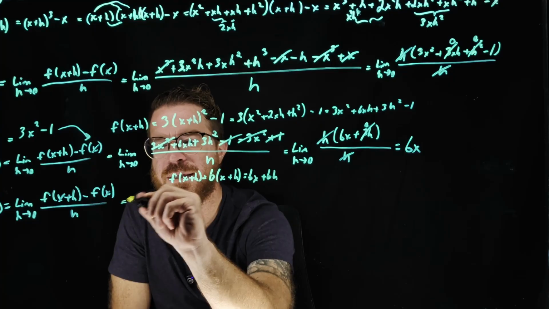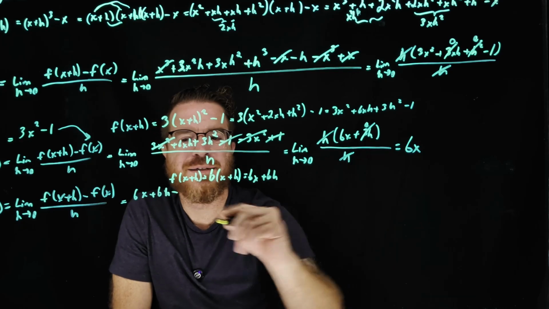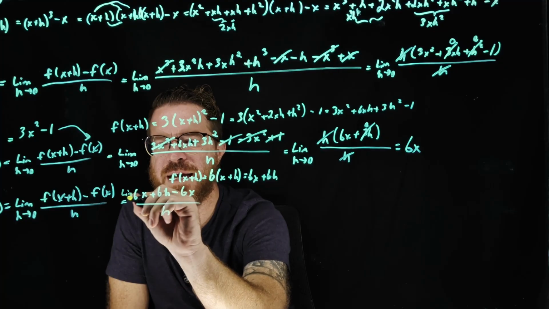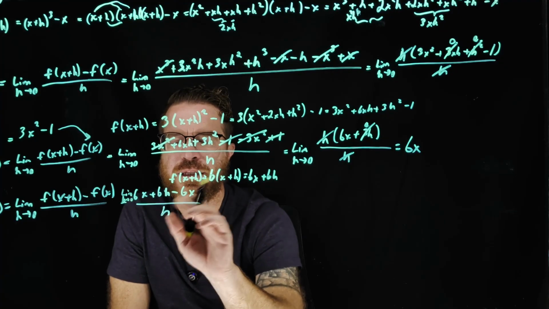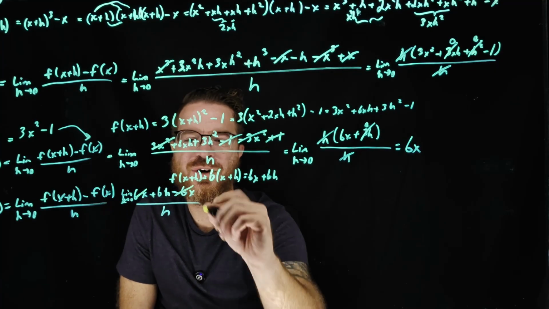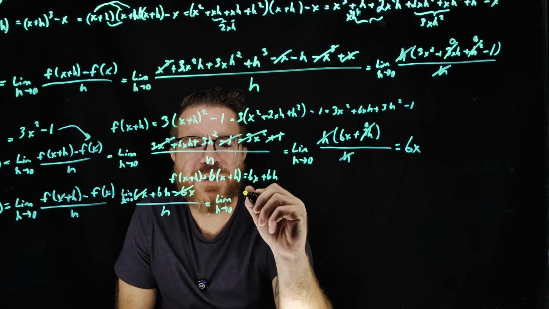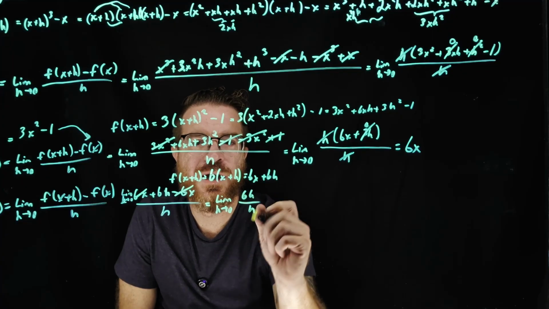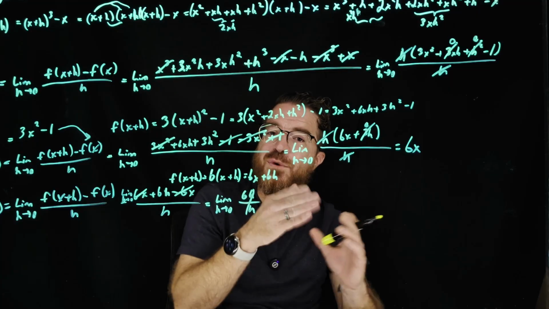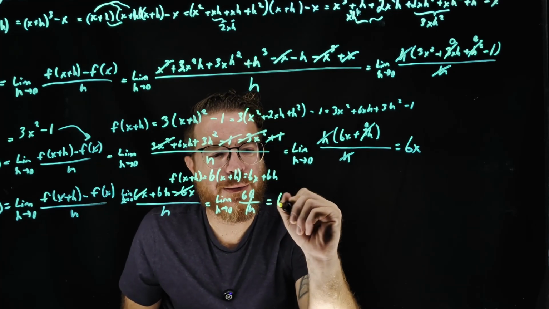So plug it into this, we get 6x plus 6h minus 6x. And of course, we're taking the limit of this as h goes to 0, and this divided by h. The 6x and the minus 6x cancel with each other, and we're left with the limit as h goes to 0, 6h divided by h, which the h's will cancel. So I have the limit as h goes to 0 of 6. Well, if you remember from our limit rules, the limit of a constant is just the constant.